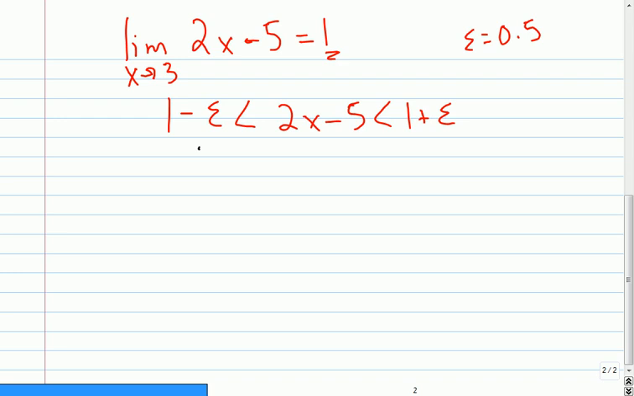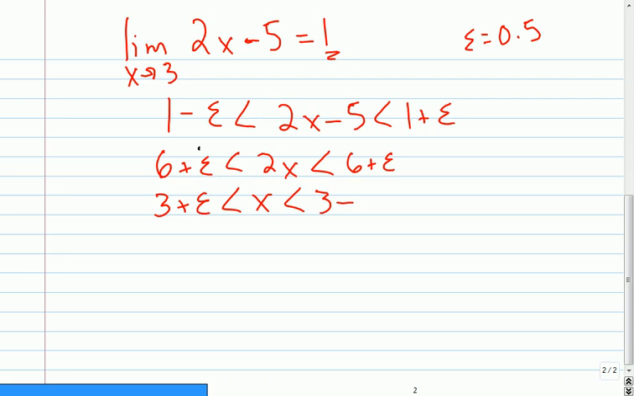So what I'm going to do is add 5 to this inequality, and then I'm going to divide by 2. For simple lines, this pattern will work. Whoops, sorry, I don't know how a positive got in there, but for simple lines, this will work. Okay, and it tells me that right now the value x is very close to 3. 3 minus epsilon over 2, 3 plus epsilon over 2.